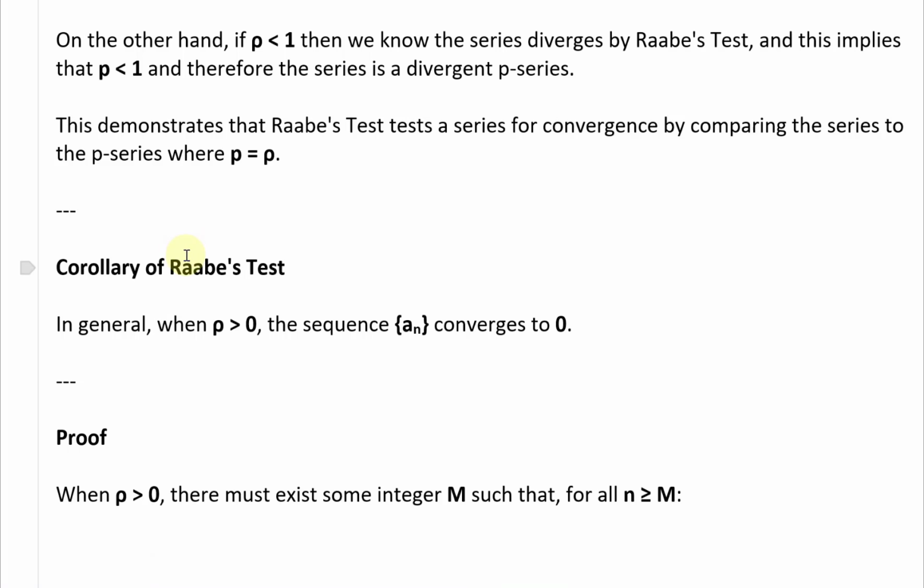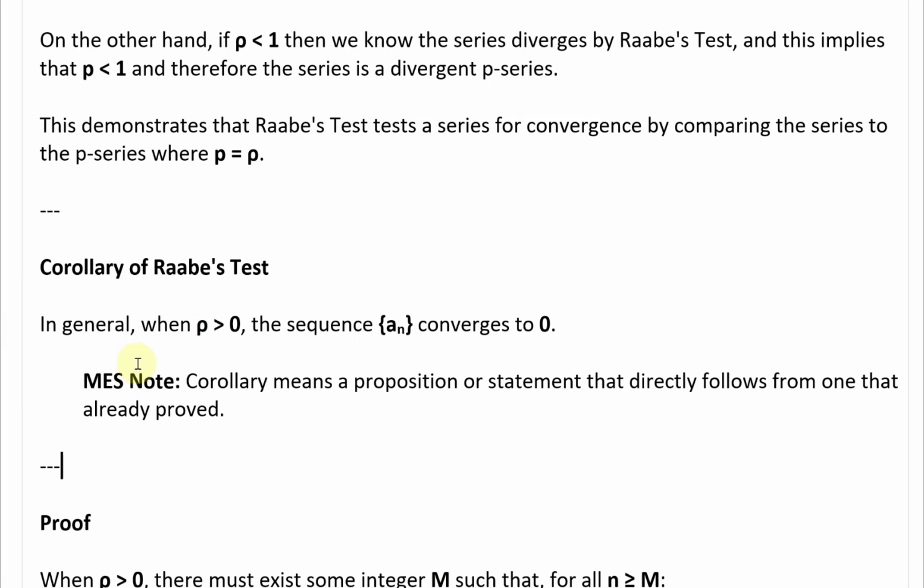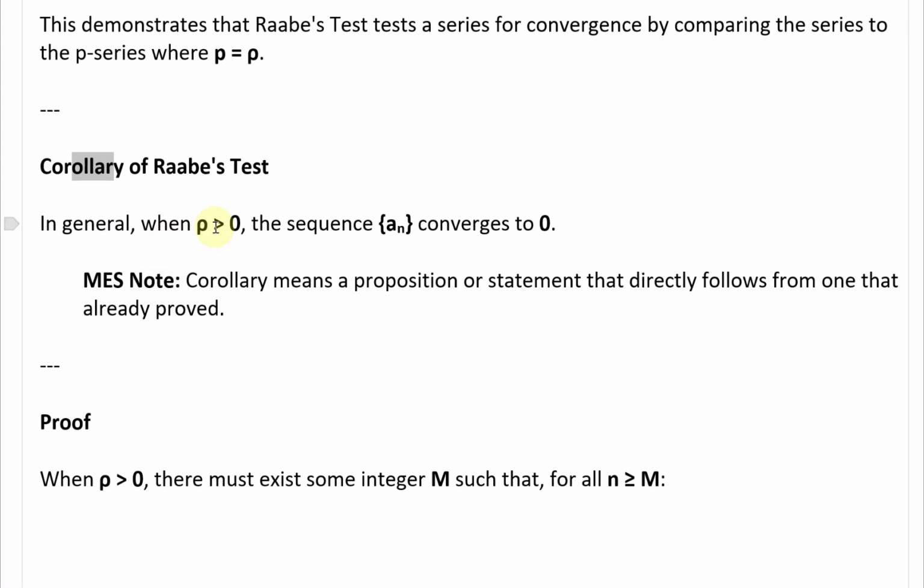So now continuing further, there's a corollary of Raabe's test. Here I quickly added a note. Corollary means a proposition or statement that directly follows from one that is already proved. So we just proved Raabe's test, and now here's another proposition that follows from the test. In general, when rho is greater than 0, the sequence a_n converges to 0 as n goes to infinity.